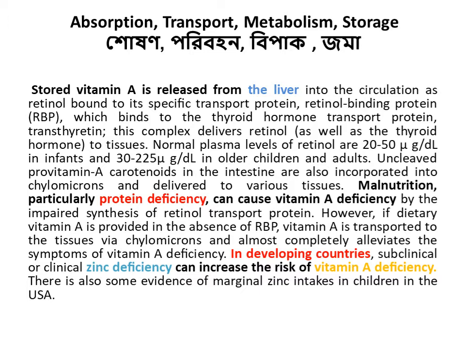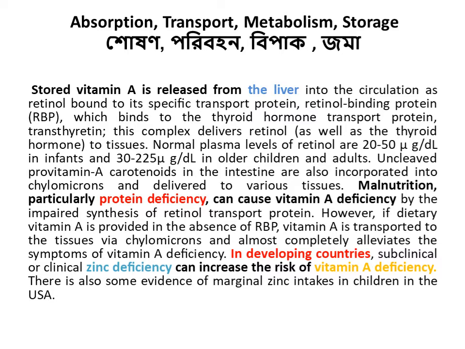Stored vitamin A is released from the liver into the circulation as retinol bound to its specific transport protein, retinol binding protein, RBP, which binds to the thyroid hormone transport protein transthyretin. This complex delivers retinol as well as the thyroid hormone to tissues. Normal plasma levels of retinol are 20 to 50 microgram per dl in infants and 30 to 225 microgram per dl in older children and adults.